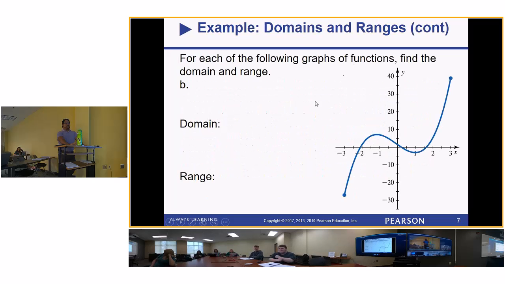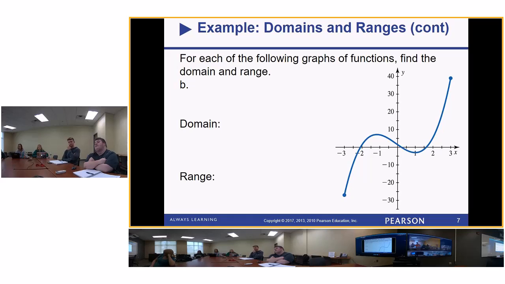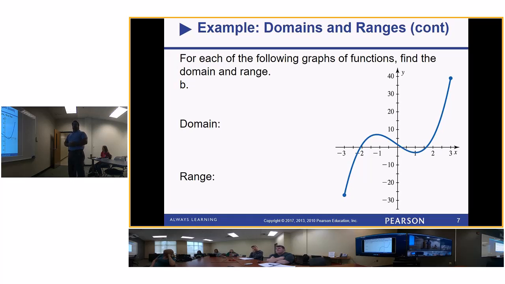And, okay, here is a very good test question. You'll see 3 or 4 of these on the test. What is the domain? Somebody tell me what the domain is. -3 to 3. Okay, I heard -3. That's good. That's half the domain. -3 to +3. And what is the range?